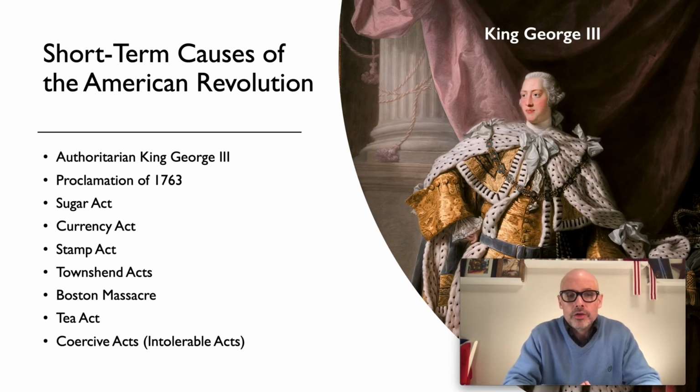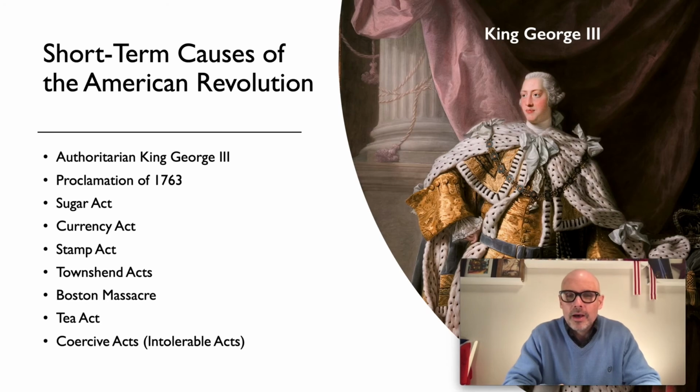Well, that's going to lead to Sugar Act, Currency Act, Stamp Act, Townshend Act, Tea Act, all these different acts that you see here is to get money, right? And some of these were not just for money, it was for different reasons. And I'll explain that in the following slides. But that's going to lead to the American Revolution. So that's a very short term.